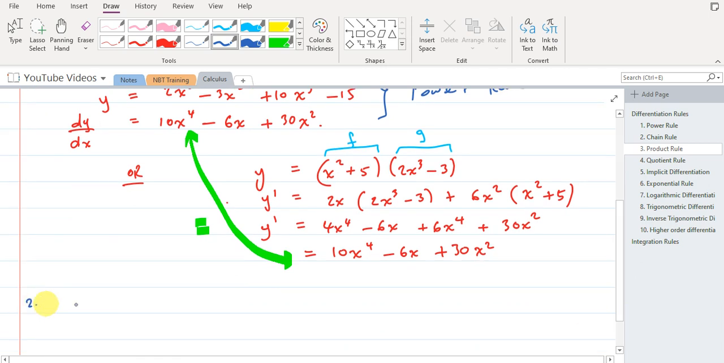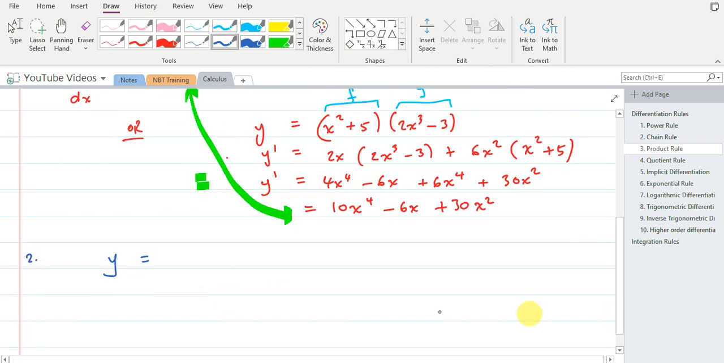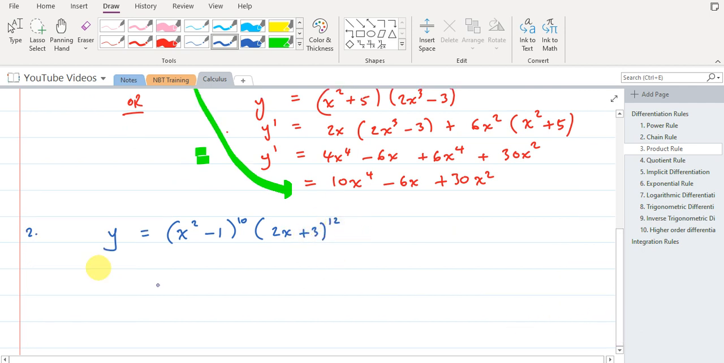So example number 2. If I tell you, alright, y is now equal to x squared minus 1 to the power 10 and 2x plus 3 to the power 12. Now what happens here? We can't really apply the power rule here. We are going to apply a mixture of two rules, which is the chain rule and the product rule.